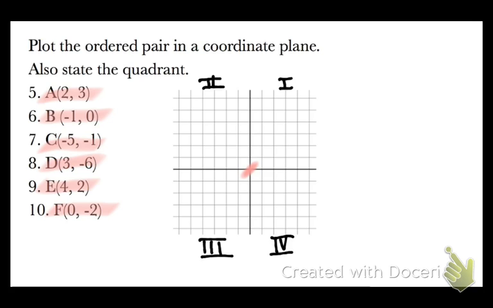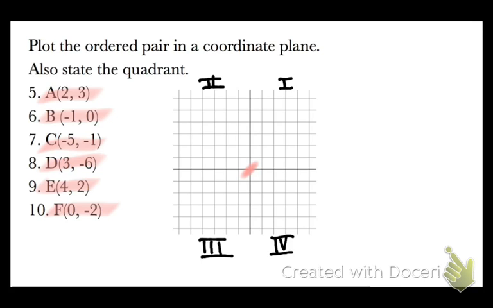Okay, so now A, we always start at the origin, okay? That's that 0, 0 spot. And it says 2. I see that it's a +2, so I'm going to move 2 to the right. And then it says 3, so I get to go up 3 because it's positive. 1, 2, 3. So I'm going to put a dot here, and then I'm going to label it A.